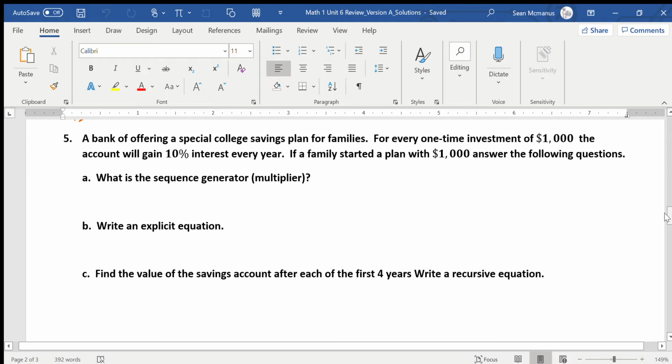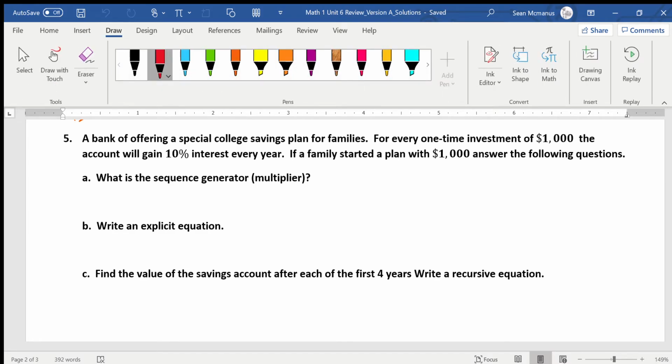Continuing on here for the Unit 6 exam, number 5. This is kind of a throwback to last chapter where we did our sequence generators, but a bank is offering a special college savings plan for families. For every one-time investment of $1,000, the account will gain 10% interest every year. If a family starts a plan with $1,000, answer the following questions.